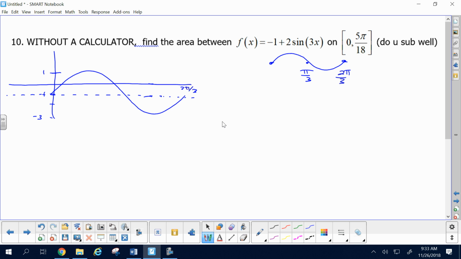All right, now then, this we said is pi over 3, right? So this is 6 pi over 18. Do you agree? Right here.